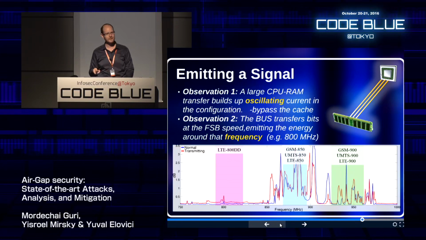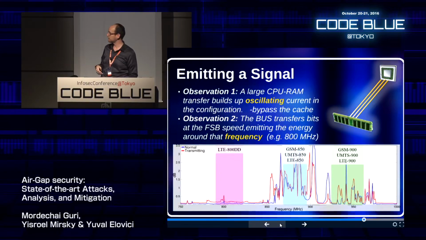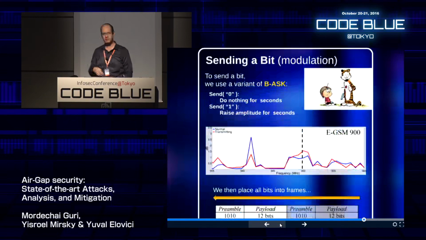We also found out that since typical motherboards have a clock of about 800 megahertz, the energy that's being emitted falls mostly in the 800 megahertz range, which happens to be the GSM range. But it's not just that, we also see that it affects LTE and UMTS technologies as well, 4G and so on.